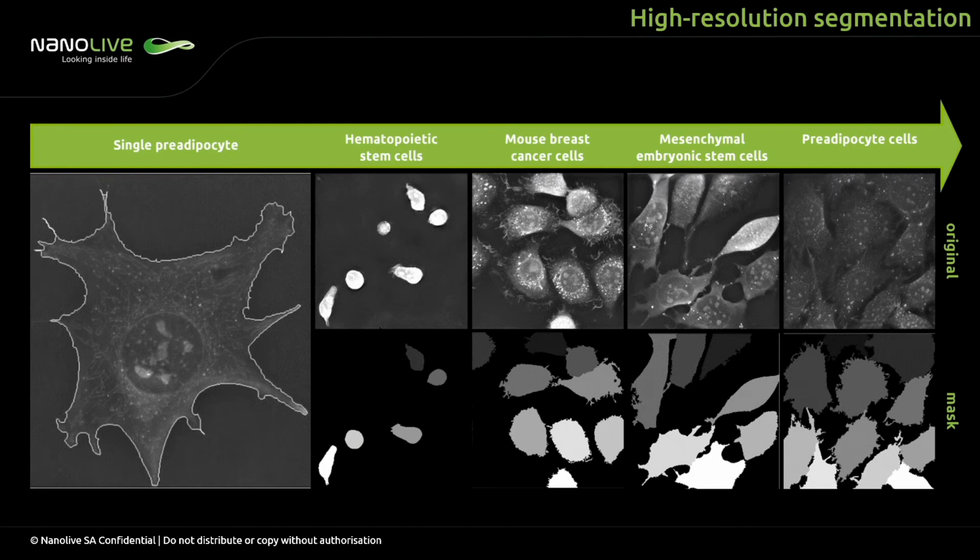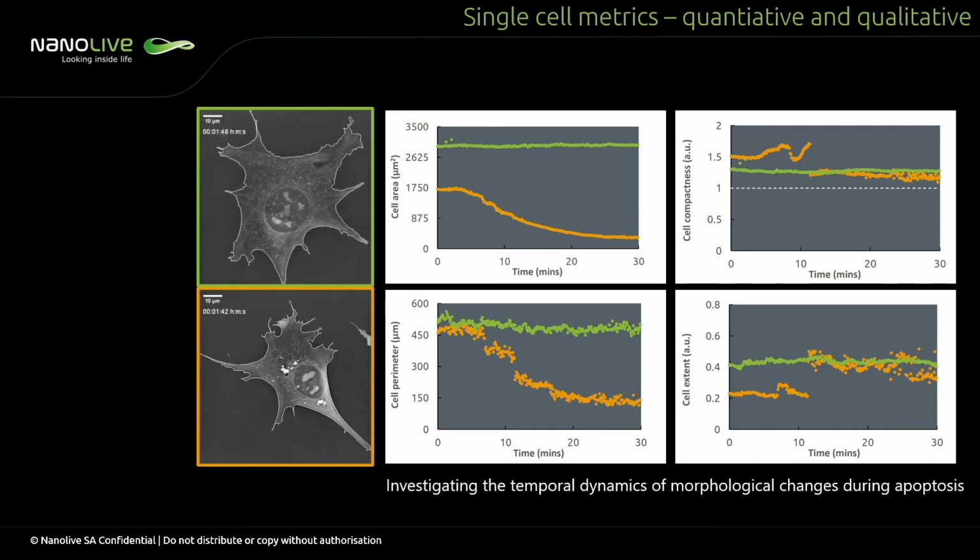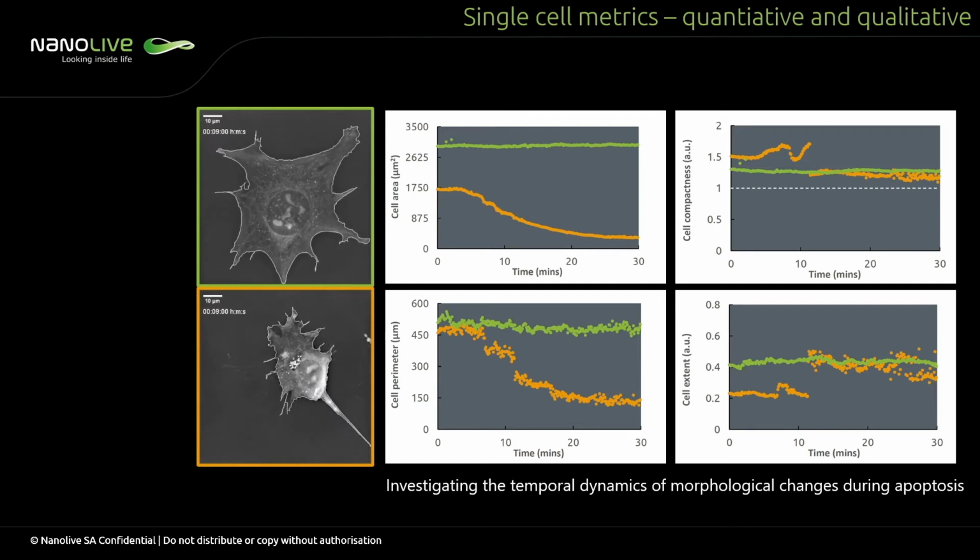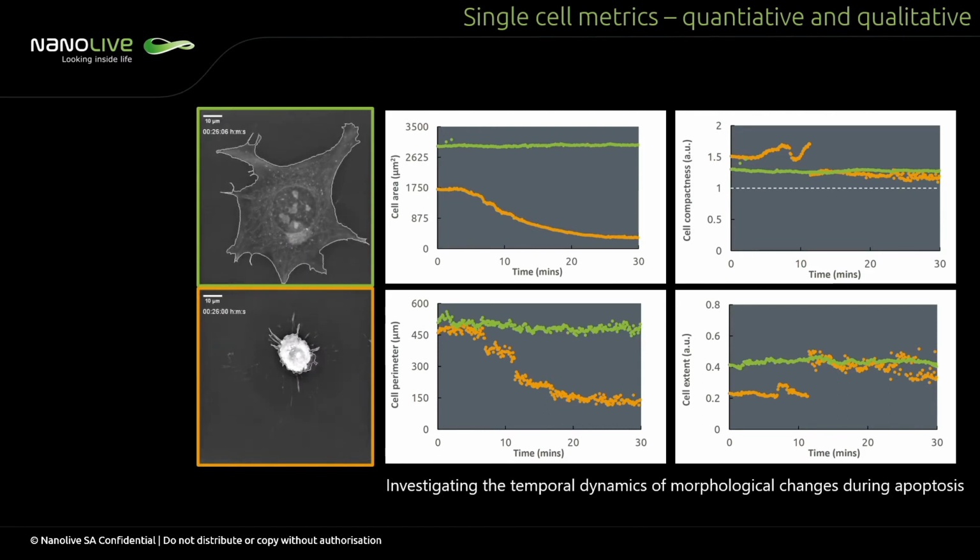Once this mask is achieved, you can then get out single cell metrics, for example, both quantitative and qualitative. Here we have an example of a control cell in green and a treated cell in orange. And you can see how there's a clear difference, a clear cell death phenotype, but it can also be quantified by checking the cell perimeter changes over time, the cell extent, and the cell area.